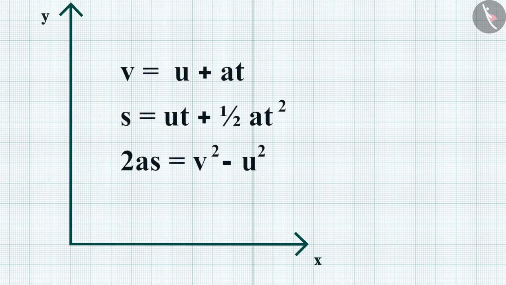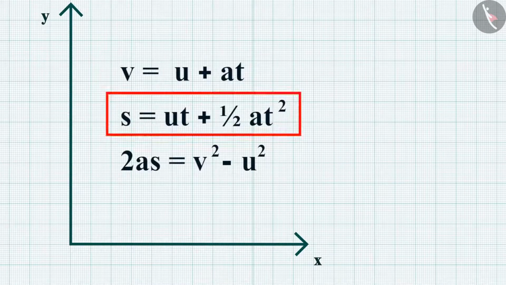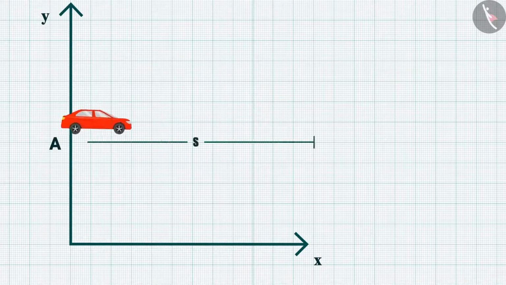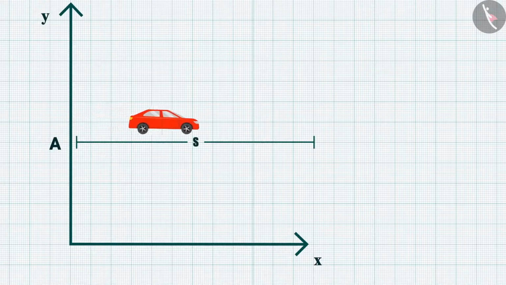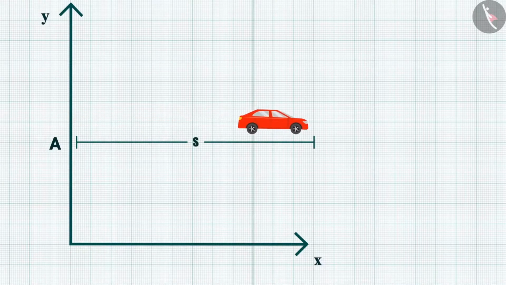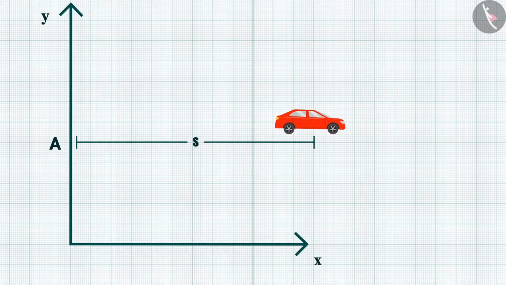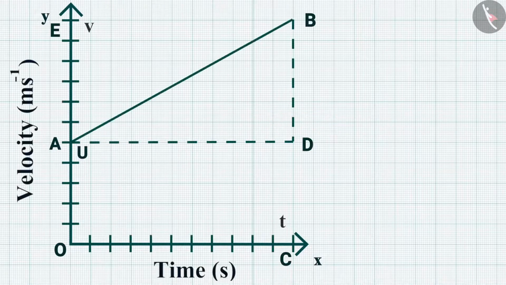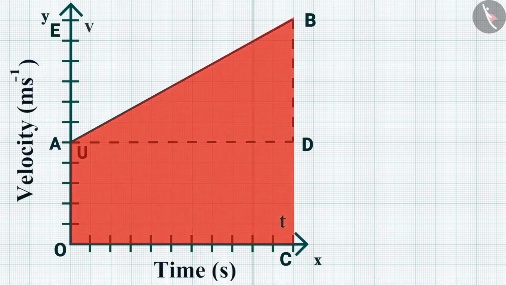Now, let's derive the second equation. Equation for position-time relation. Let us say that a car has travelled a distance s with a uniform acceleration of a in time t. The distance travelled by the car can be obtained from the enclosed area OABC in the graph.